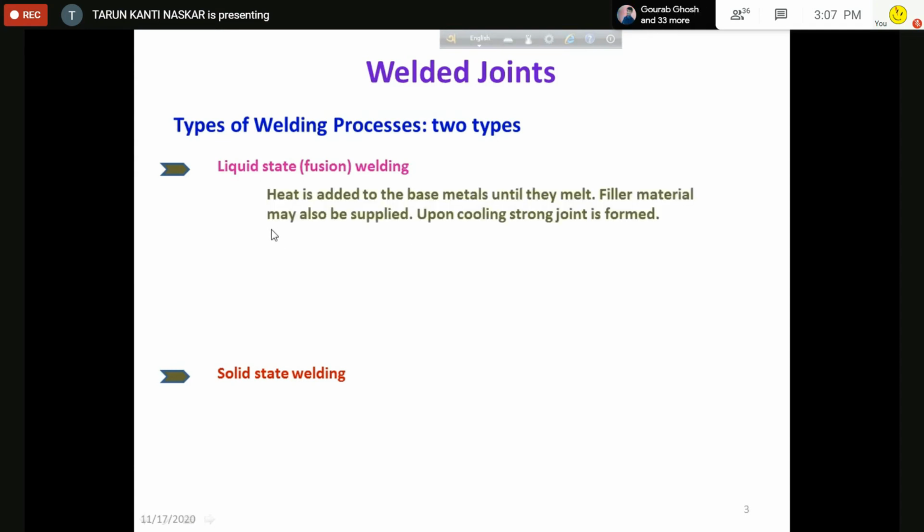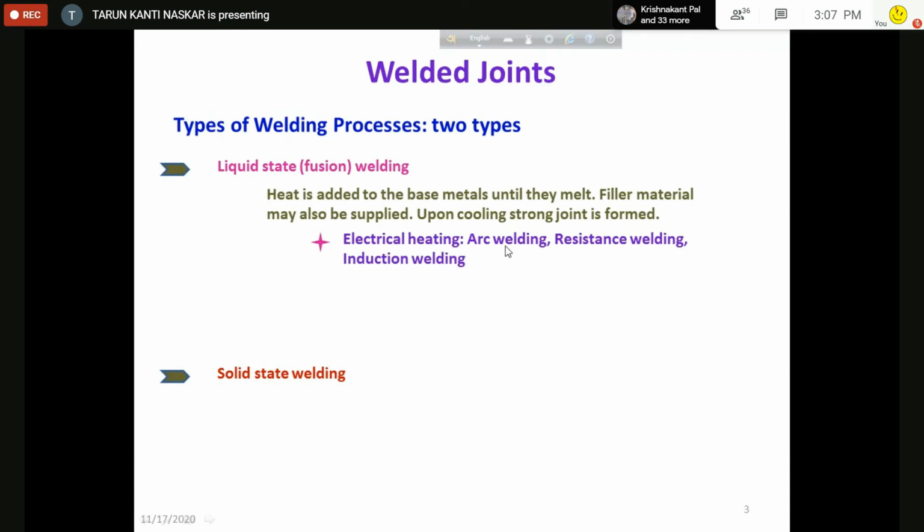Now heat is added to the base metals, which we have done. Heat is added to the base metals until they melt. Then some filler material may also be supplied. Upon cooling, a strong joint is formed. So this is the form of welding. Now, how is the heat added? Heat is added by different methods. One is electrical heating.